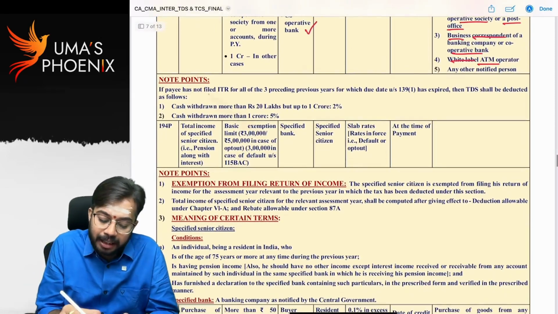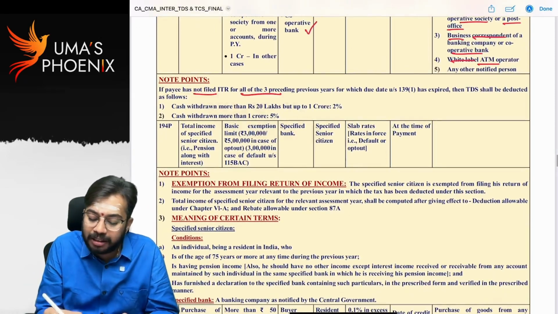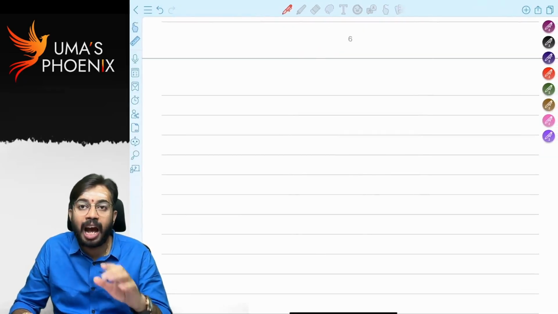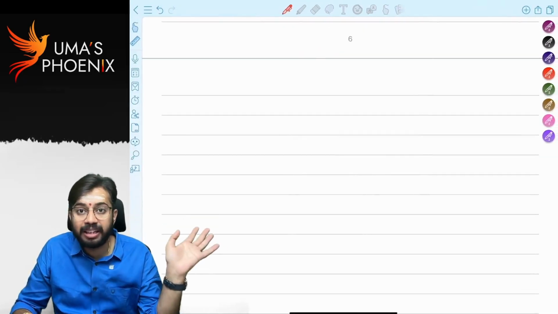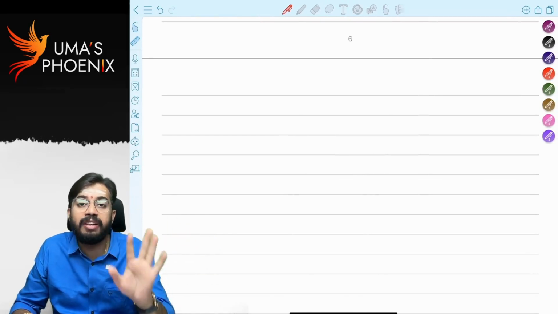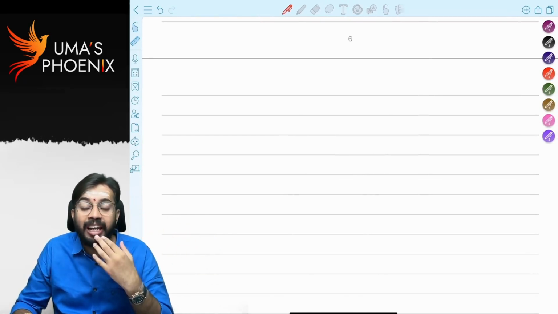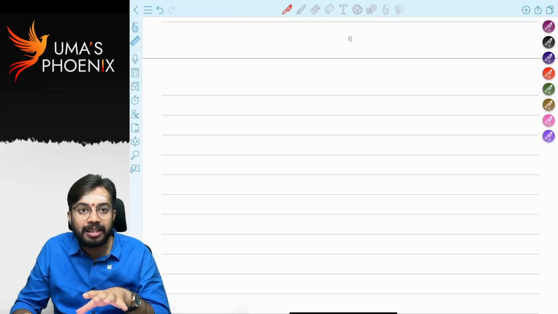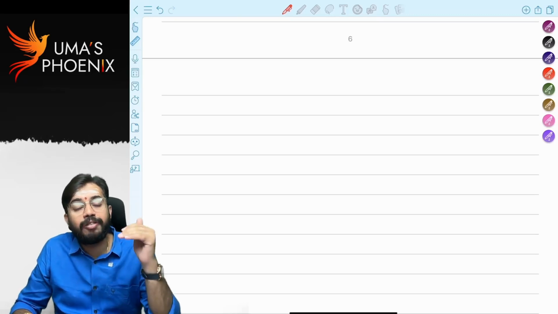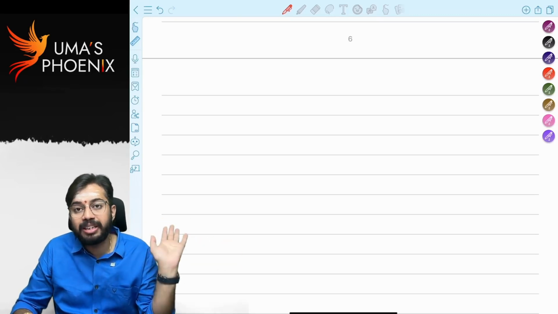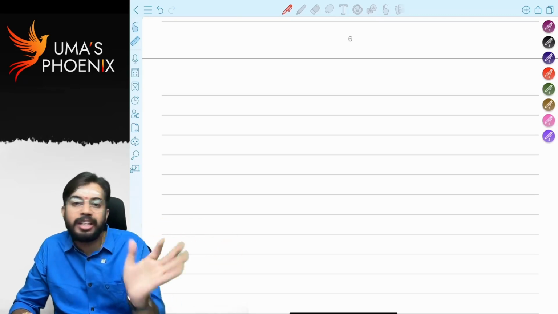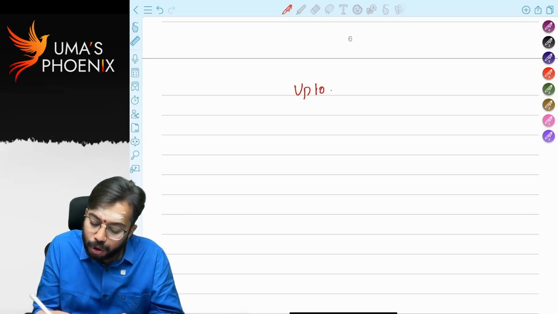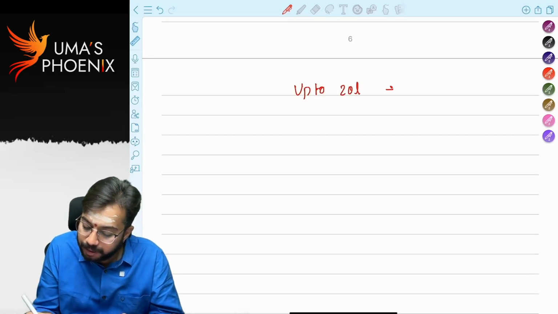Next, if a person has not filed ITR of the last 3 preceding previous years. So, say a person did not file ITR of the last 3 previous years, for which the due date under section 139(1) is over. You know the due date for filing ITR, right? 31st July or 31st October. So the person did not file ITR of the last 3 preceding previous years, for which the ITR due date is also over. In such a case, up to 20 lakh rupees, no TDS will be deducted.